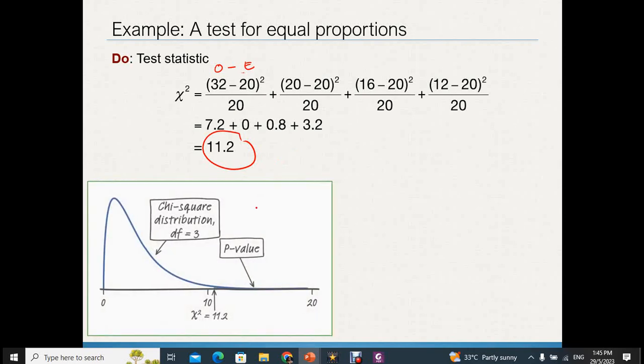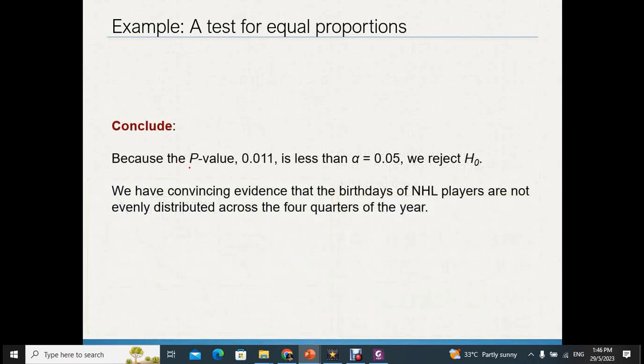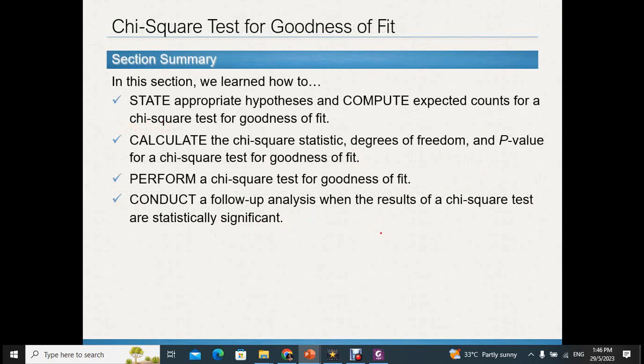The summation of everything gives 11.2. In this case, you find the df equal to 3, because k is 4, and 4 minus 1 is 3. Find the table row for df 3. Your value is 11.2, so something around here. It is higher than 0.01, lesser than 0.05. Because the p-value is less than alpha, 0.05, we need to reject H null. So we have convincing evidence that the birthdays of NHL players are not evenly distributed across the 4 quarters of the year.